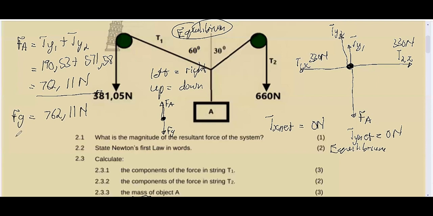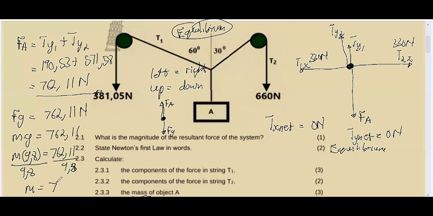Then to calculate the mass, mg is equal to 762.11. This is our mass. Our g is a constant, that's gravitational acceleration, 9.8. Now to calculate the mass, we just need to divide both sides by 9.8. Then what is our mass? If we divide that out, we find a value of 77.77 kg. That's how you would solve that one. So easy peasy, lemon squeezy.